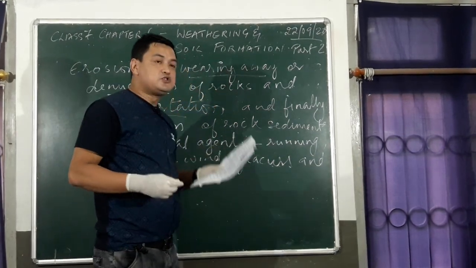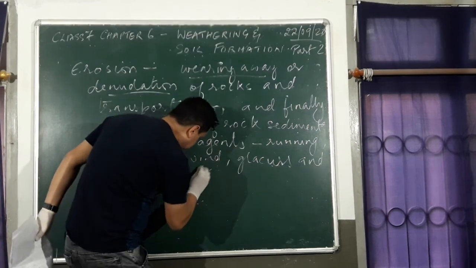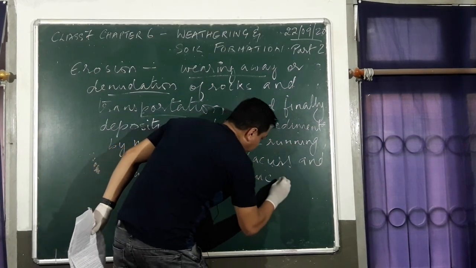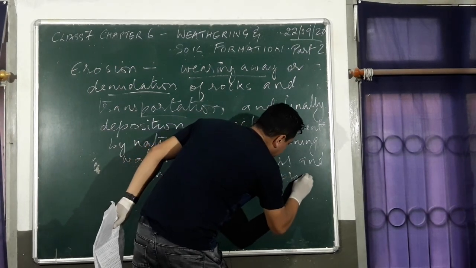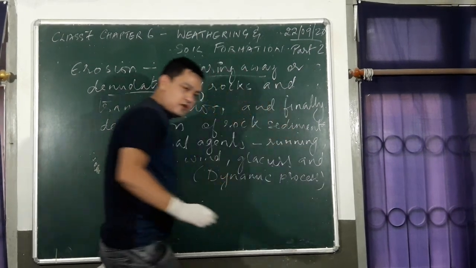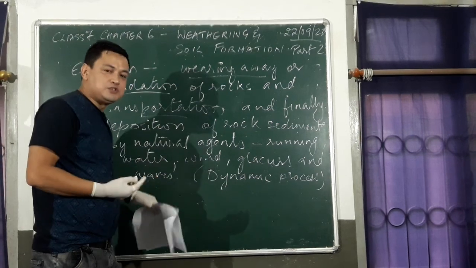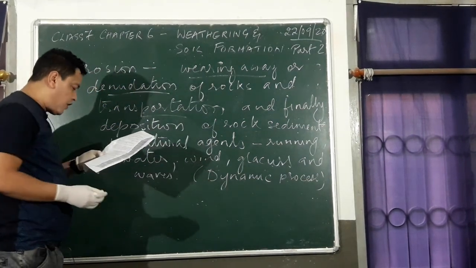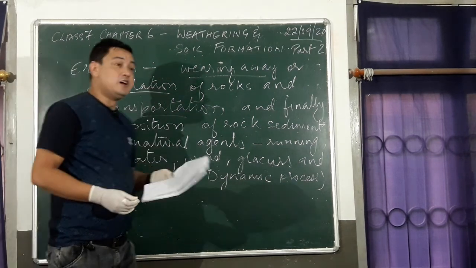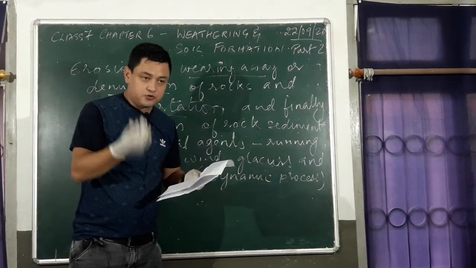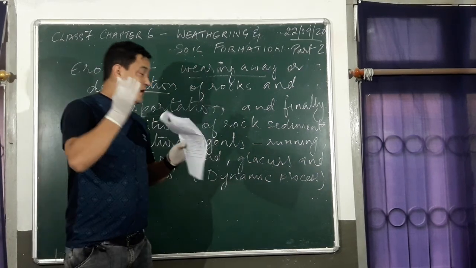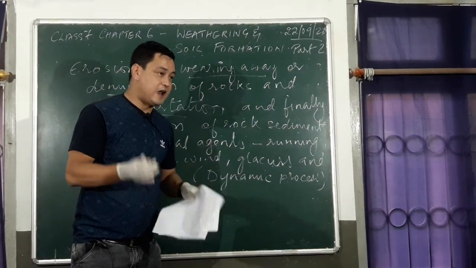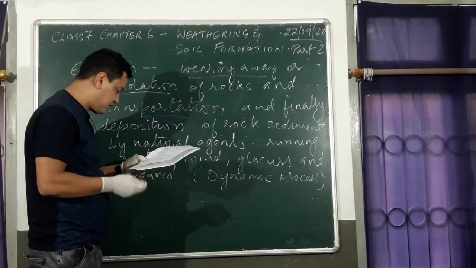Erosion is thus a dynamic process. Dynamic means it has got force or action. It basically exerts pressure, force. Erosion will often occur after the rocks have been disintegrated or altered through weathering. So when weathering takes place, then only erosion takes place. The rocks have to be broken, then only they can be transported. Okay, remember that.